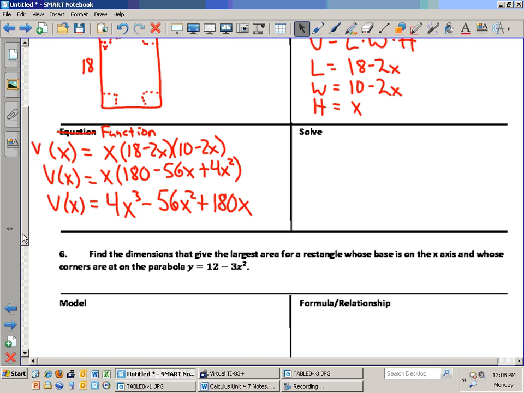Okay, so let's solve it. So we're going to take the derivative, right? So I would say that volume prime of x is equal to 12x squared minus 112x plus 180. What would you do if you saw that?